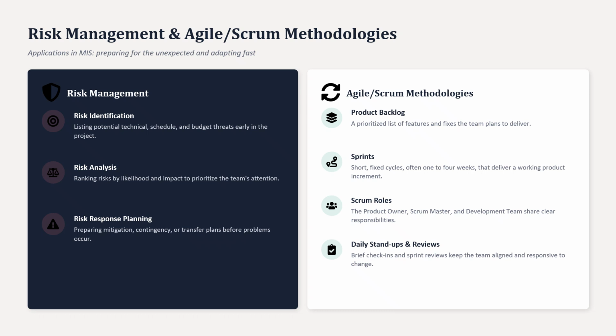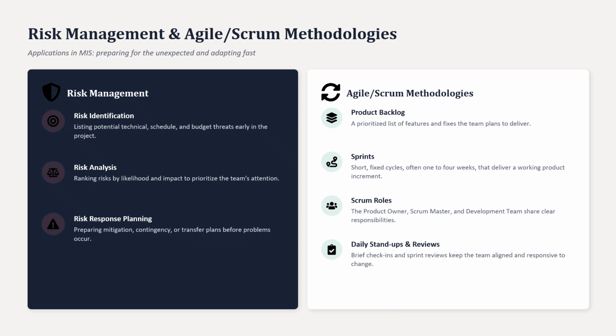Now to risk management. Risk identification lists potential technical, schedule, and budget threats early in the project. Risk analysis ranks risks by likelihood and impact to prioritize the team's attention. And risk response planning prepares mitigation, contingency, or transfer plans before problems occur.